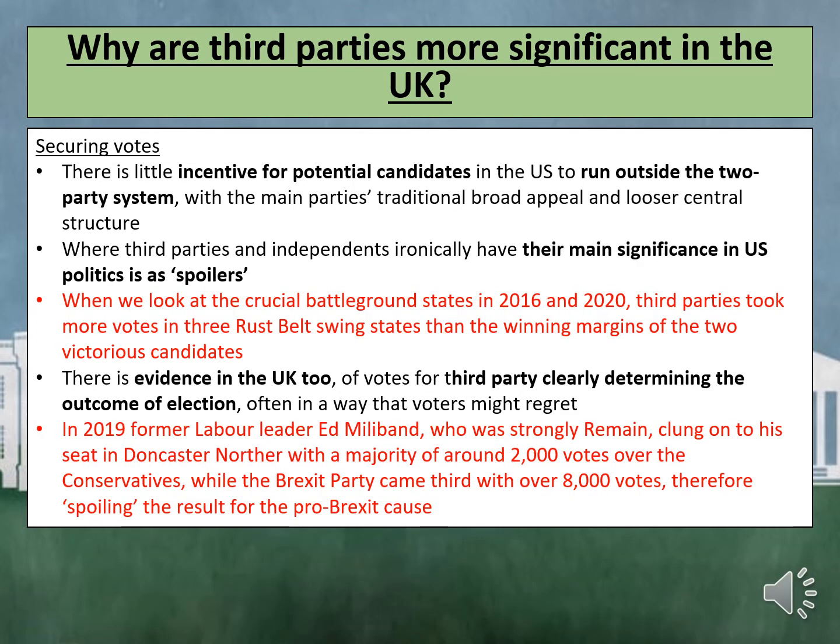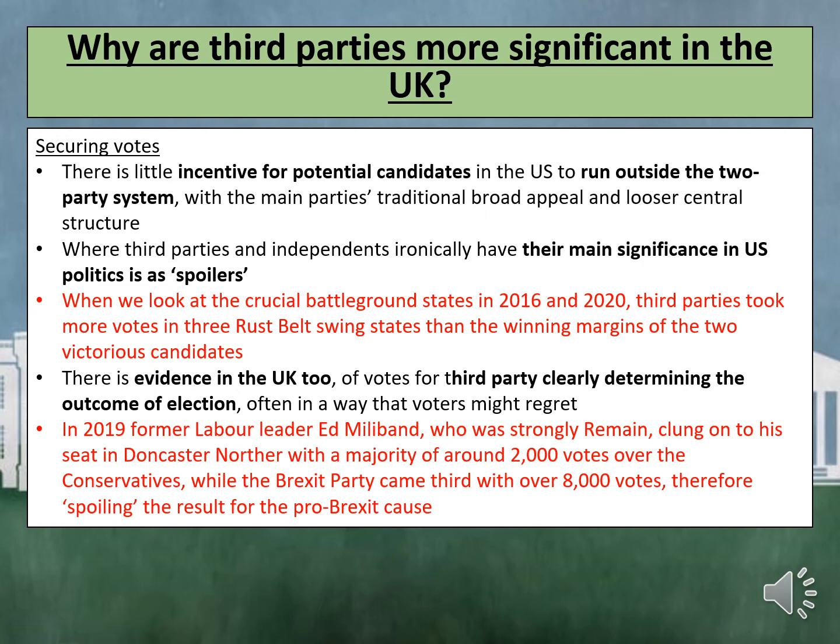Now we have securing votes. There is little incentive for potential candidates in the US to run outside the two-party system, with the main parties' traditional broad appeal and looser central structure. Where third parties and independents ironically have their main significance in US politics is as a spoiler. Occasionally, they can spoil the chances of a party winning an election by siphoning off a few crucial votes, and thereby handing victory to their rival.